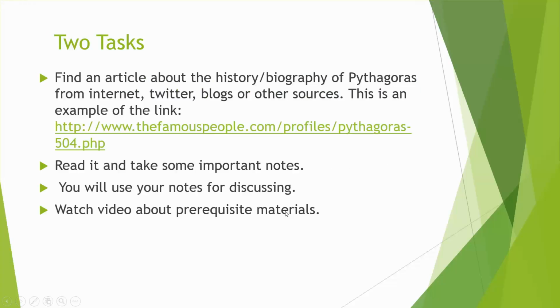There are two activities you should do tonight before your class tomorrow. First, you should find an article about the history or the biography of Pythagoras from internet or Twitter or blogs or other sources. If you have difficulties to find the links, you can use this link. After that, read the article and take some important notes because you will use your note for discussing in your group tomorrow. Your second task is to continue watch this video because this video explains prerequisite materials.